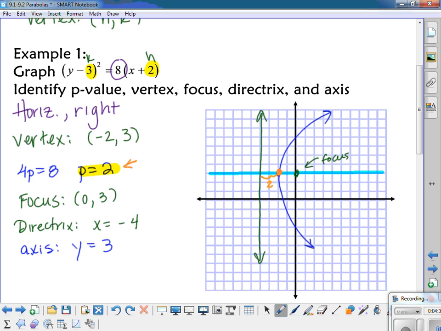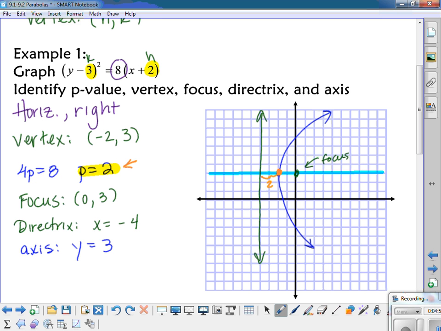Yes? No. It doesn't matter. I don't care if you draw the directrix dotted or solid. Either one's fine with me.